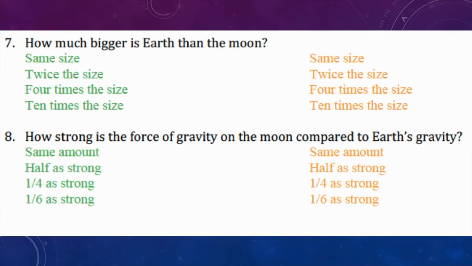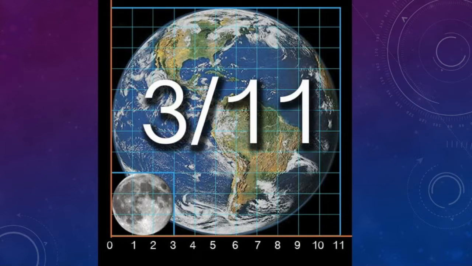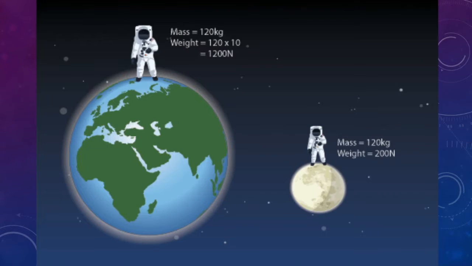Question 7, how much bigger is the Earth than the moon? And question 8 compares the gravity between Earth and moon. If we look at this picture, we can see by diameter that the moon is 3/11 the size of Earth. So Earth is about 4 times as big as the moon.